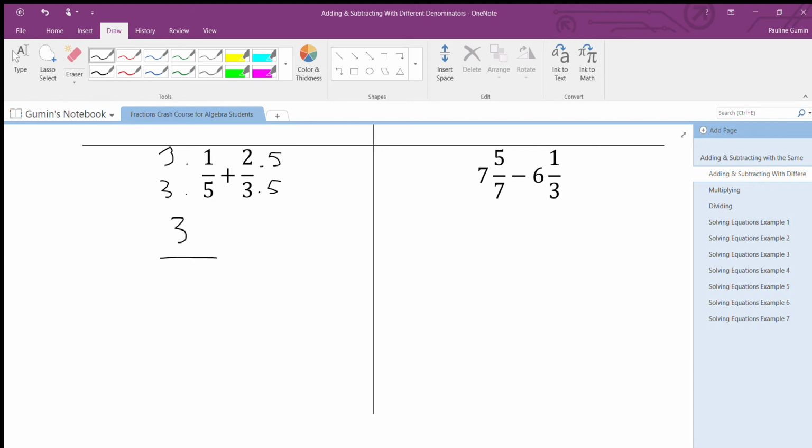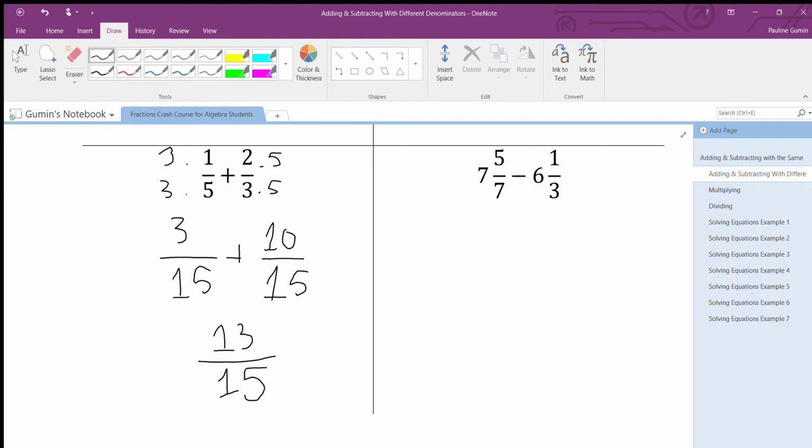Our new fractions are 3/15. Oh, so 15 is our common denominator. Now we know. And 10/15. Let's add: 13 over 15. Can I reduce that? Unfortunately not. That's that.